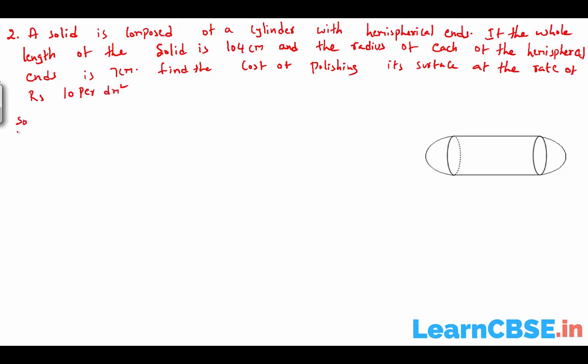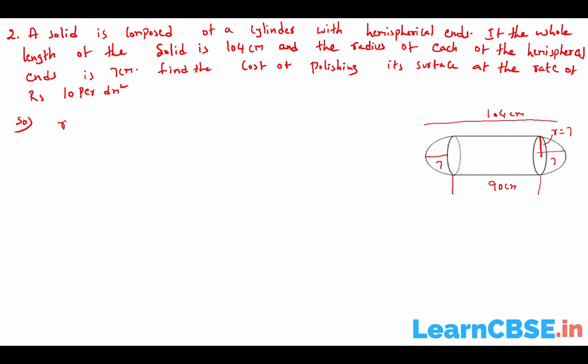Solution. So the solid is in the shape of a cylinder with hemispherical ends. The length of the total solid is 104 centimeters. Now the radius is r, that is 7 centimeters. That means this is 7. Now the net length of the cylindrical portion is 104 minus 14. It means 90 centimeters.